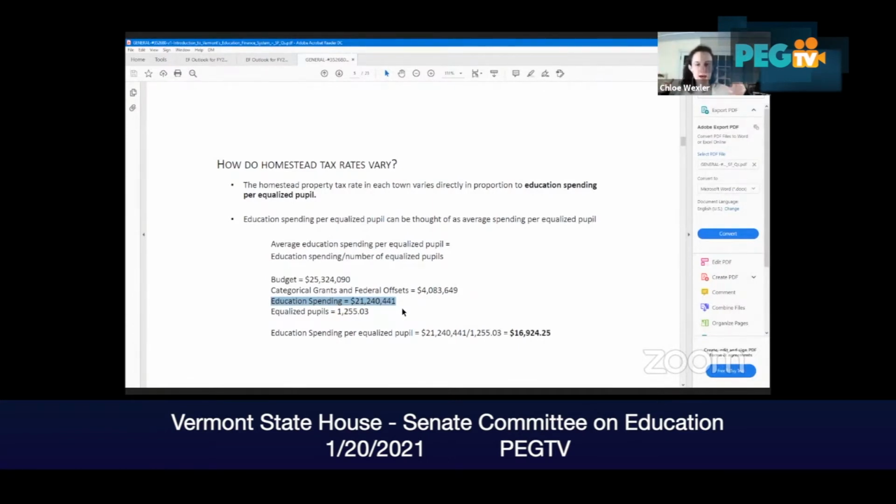And essentially what we're trying to get at is how much additional money do you need from the education fund to operate your budget? We don't need to raise the money that you're getting from the federal government. We need to raise your budget less that amount that you're getting from the feds already. And so that's really what that number means. And then you divide your education spending by the number of equalized pupils. And we end up here, in this example, that the district that we're going to be tracking through our slides is spending $16,925 per equalized pupil.